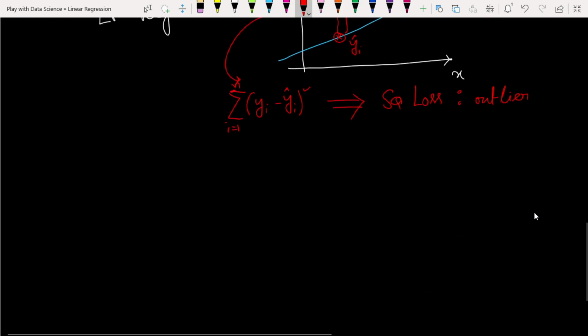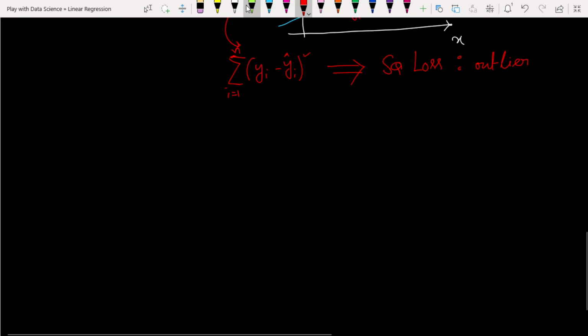Now, how do we control these outliers? Simple, we use the RANSAC technique here.